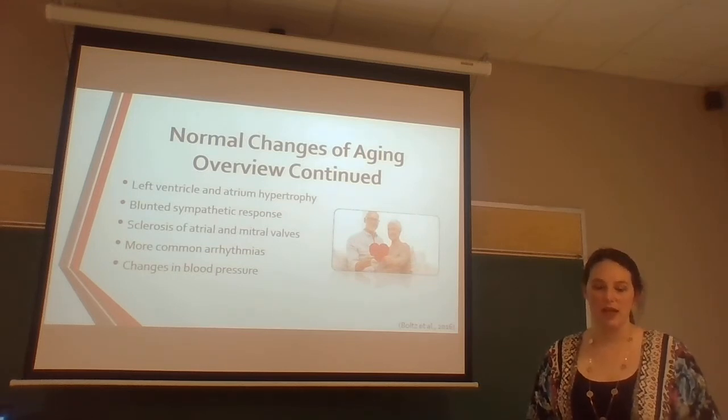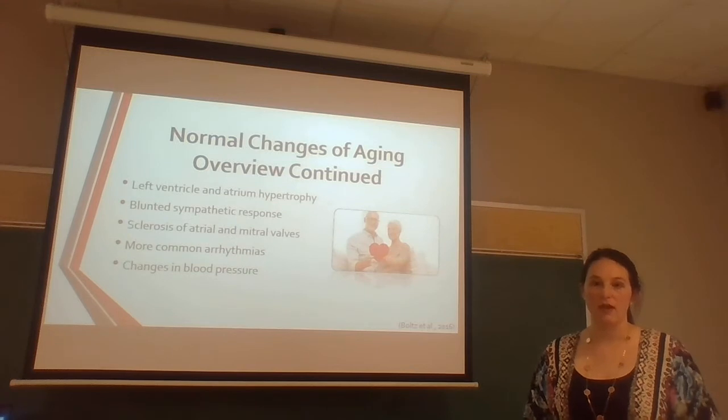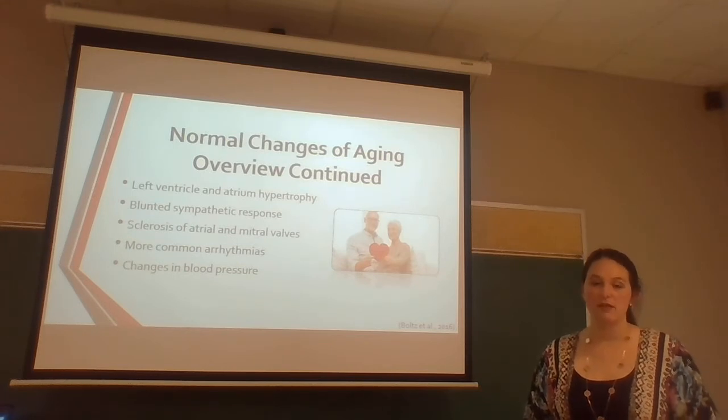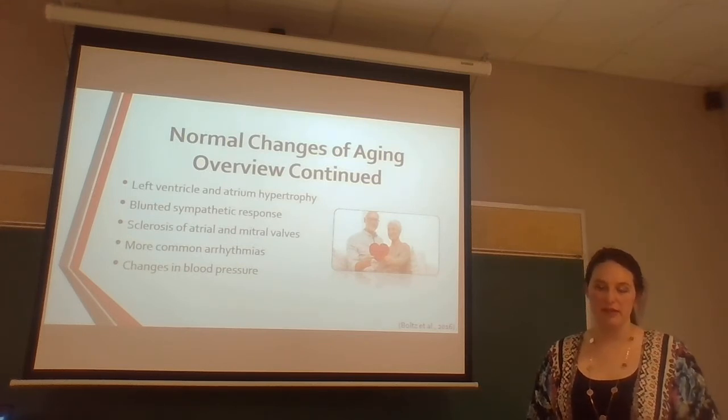The older adult will have sclerosis of aortic and mitral valves, leading to aortic regurgitation or mitral stenosis, which is going to cause murmurs. There's going to be a decreased conduction cell, and this is going to be the decreased cardiac cells. It can also lead to increased arrhythmias, such as PACs, PVCs, and atrial fibrillation.